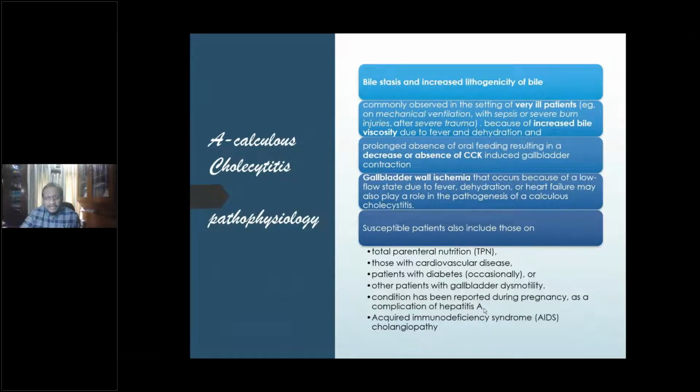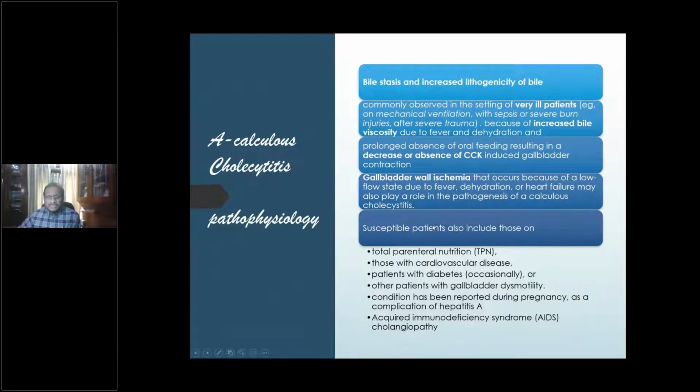Gallbladder ischemia that occurs because of low flow stage is a feature in acalculous cholecystitis. Why? Because a patient of sepsis, a patient of severe burn injury, or severe trauma tends to be hypovolemic, tends to be hypotensive. So that also reflects on gallbladder ischemia. So that ischemia of the gallbladder wall would again lead to an increased chance of acalculous cholecystitis.